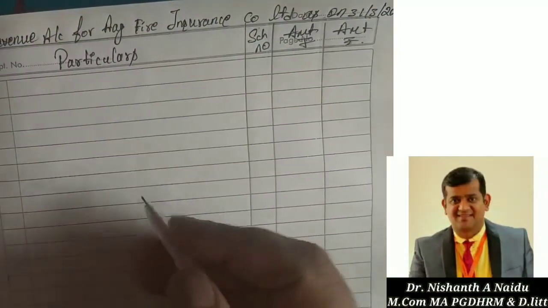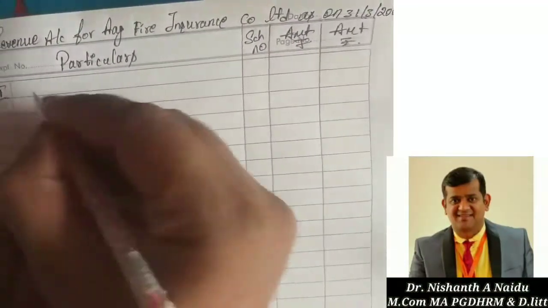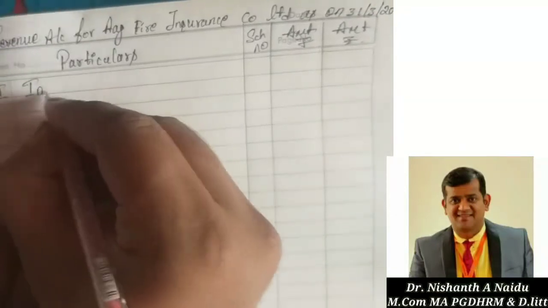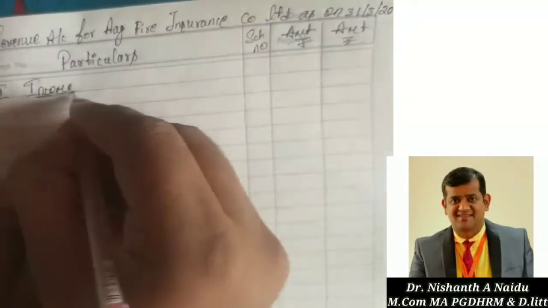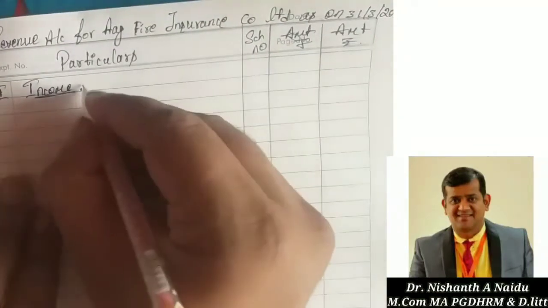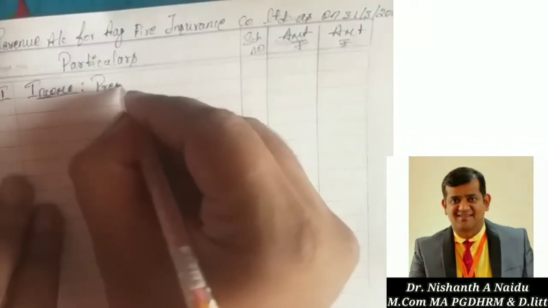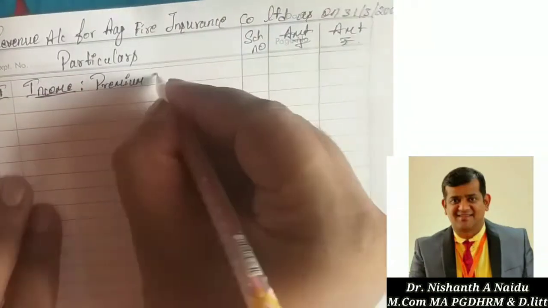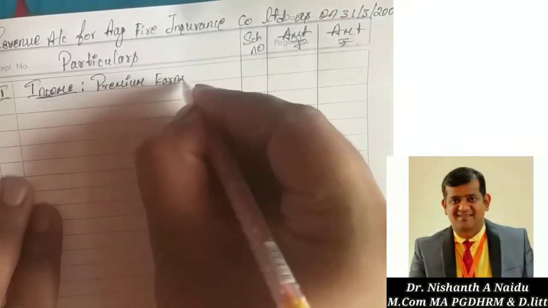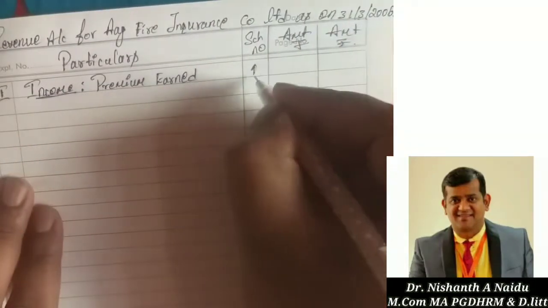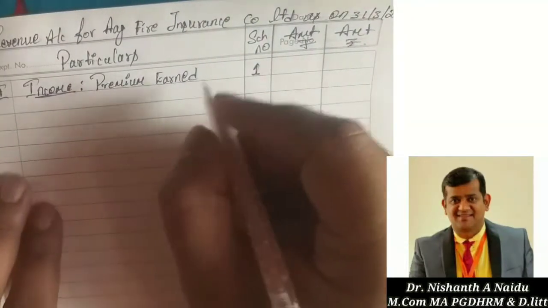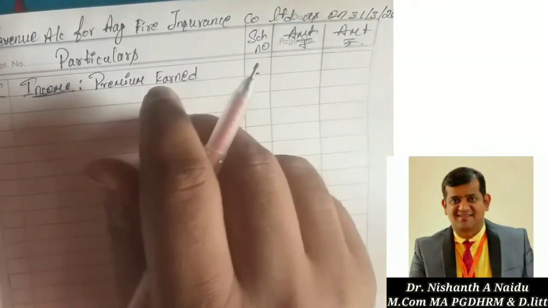Okay, so as usual you all know, first main, that is going to be an income. So under income we always have what? Premium earned, schedule number 1, premium earned, schedule number 1.